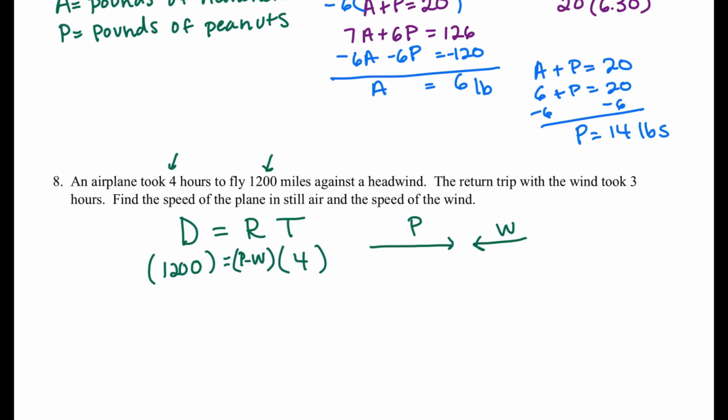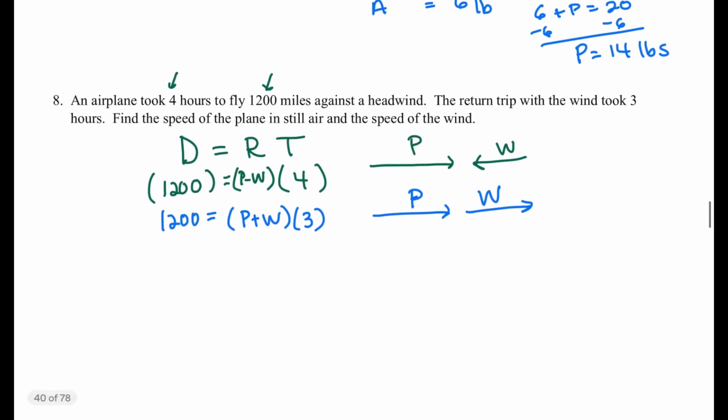The return trip is going to be the same amount of distance. So we'll have 1,200 equals, but here the plane is flying with the wind. So the plane and the wind are going in the same direction, and the wind ends up pushing the plane. So let's have the plane plus the wind times 3 hours for that second one.